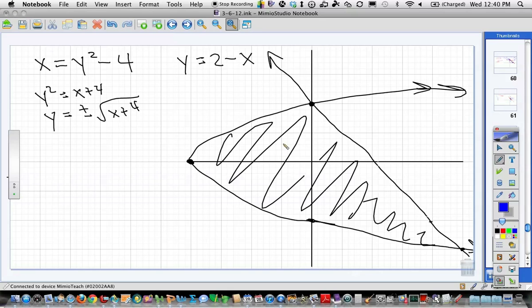Now, when you're going to do vertical strips on this one, what are you going to have to do? Two sections, right? You're going to have to divide this right there, because a vertical strip over here is going to touch the top and bottom there. A vertical strip over here is going to touch the line and the parabola. You're going to have 2 sections. So, our first integral.